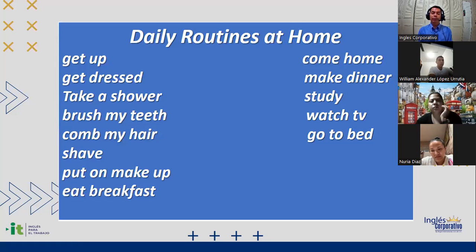Daily routines at home. Get up, get dressed, take a shower, brush my teeth, comb my hair, shave, put on makeup, eat breakfast, come home, make dinner, study, watch TV, and go to bed, right? Okay, now, repeat after me. Ready? Repeat after me.